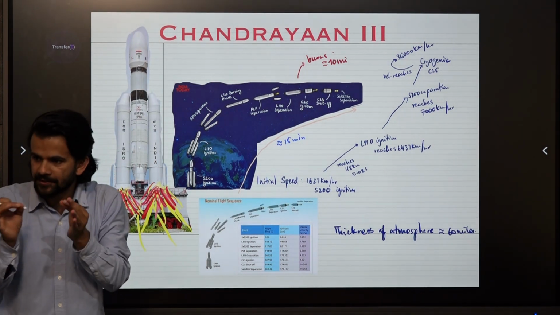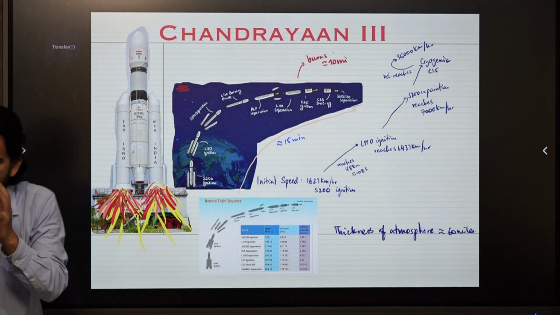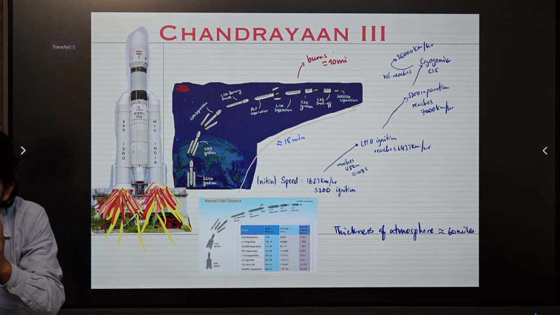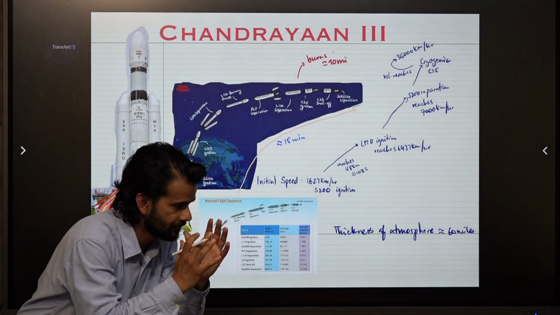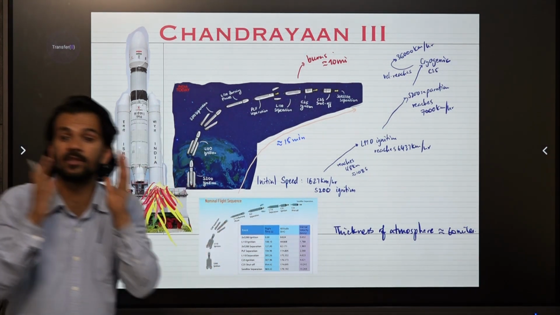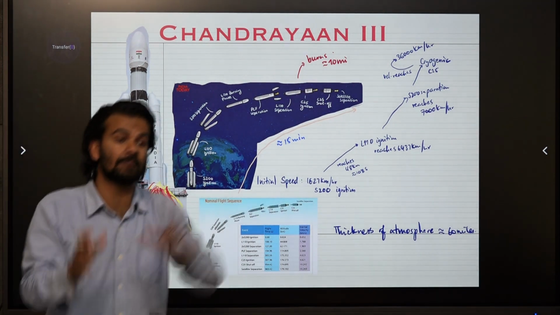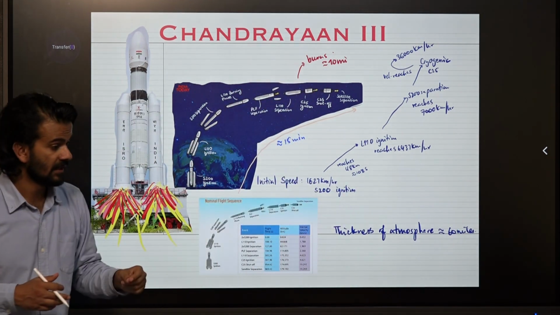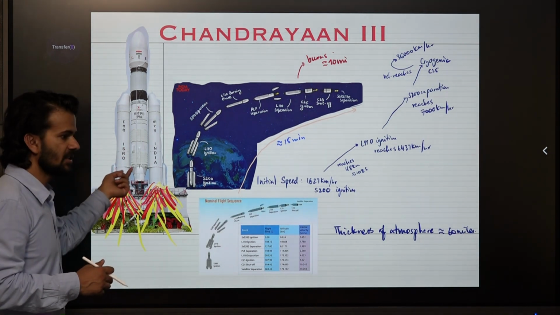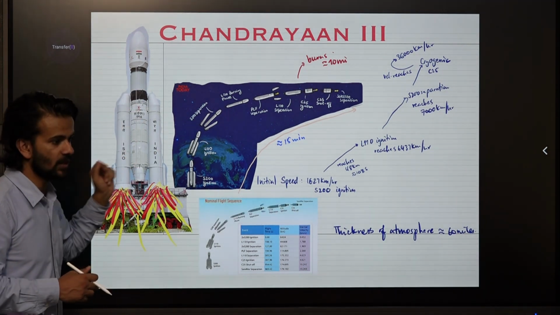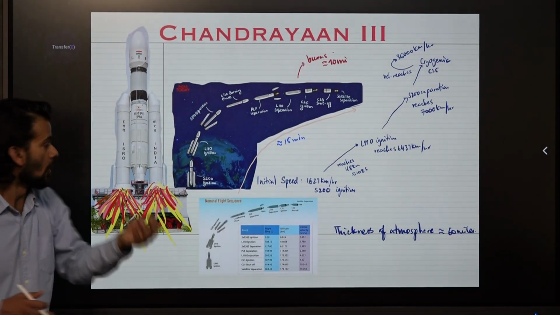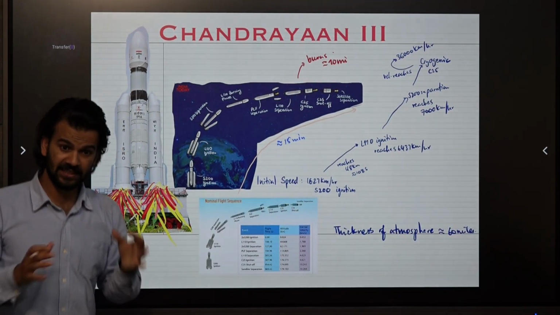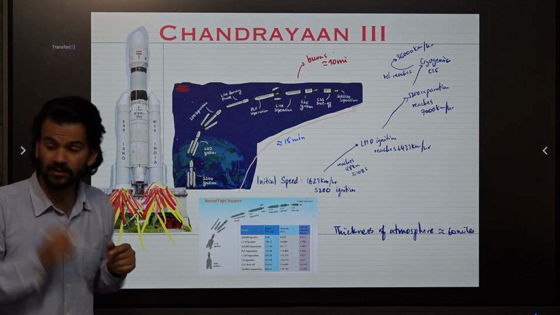Payload is the Chandrayaan itself. The main part of the whole mission, Chandrayaan, is called the payload. Whatever you are carrying from one place to another is called the payload. We are not interested in carrying this part or that part. We are just interested in carrying the payload, Chandrayaan. We need these other things because they take it there.